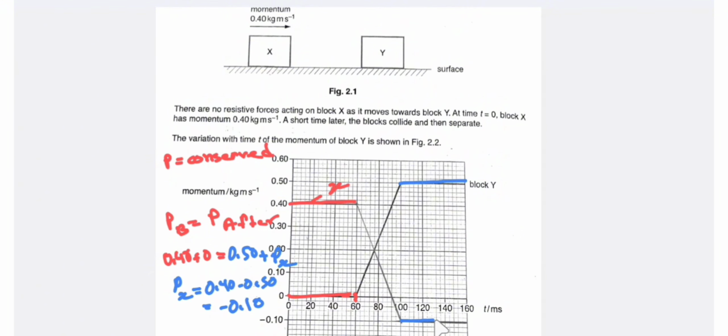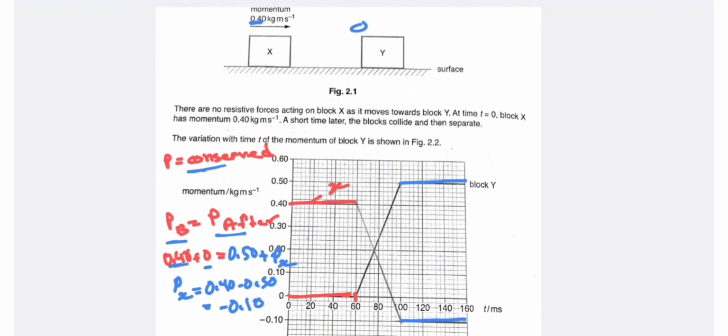If we join the two lines, then this is the change in momentum, initially this momentum, and finally this momentum. Again, if we recall, momentum is always conserved, so momentum before collision must equal momentum after collision. Before collision, the momentum of x is 0.40, and y is at rest, so its momentum is 0.